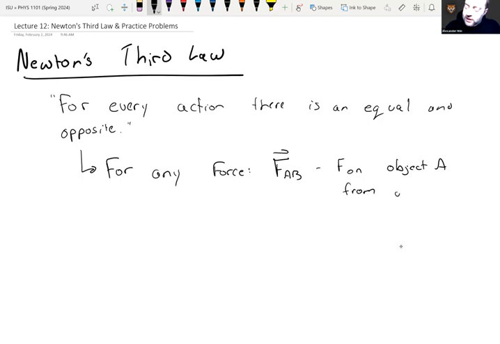from object B. Now, it is important that in some sense, forces can always be traced to an object. You can't have a force without some object exerting a force. So this is something you can always identify. And if you're looking for third law pairs, it really does help to start with this and say, okay, which object is this force acting on, and which object is it coming from?